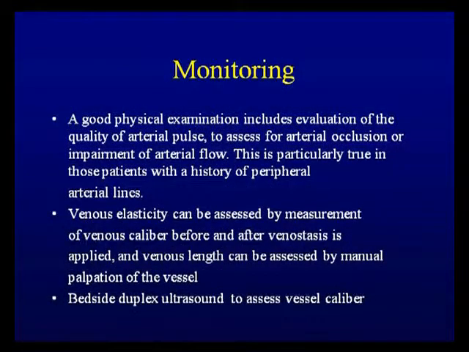Once our access is made, it's mandatory to monitor. A good physical examination should be done on every dialysis, and this should include evaluation of the quality of the arterial pulse to assess for arterial occlusion and impairment of flow, particularly in patients who have a history of peripheral arterial lines. Prior to venous AV fistula placement, venous elasticity should be assessed by measurement of venous caliber, and after venostasis is applied, venous length can be assessed by manual palpation of the vessel. Again, bedside duplex ultrasound is a great accessory to help you plan your access.